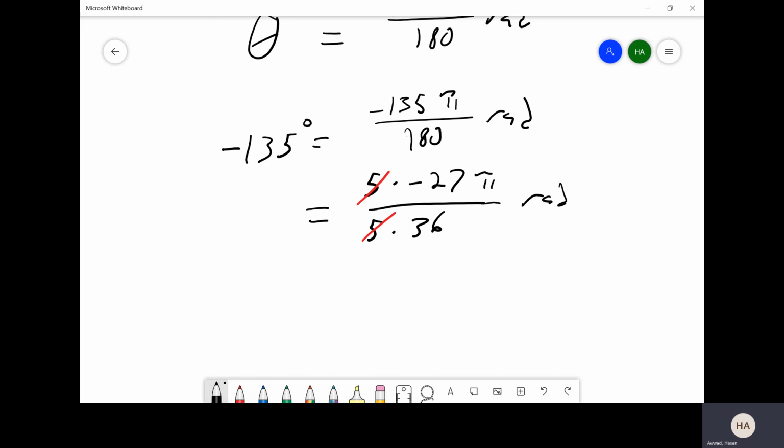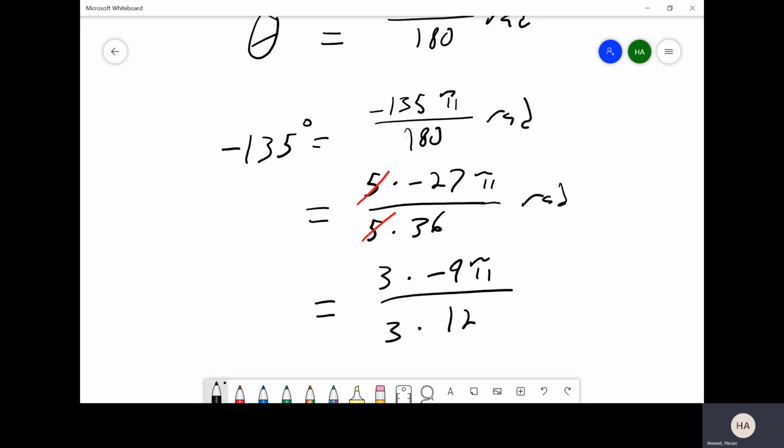And we can actually break this up a little bit more. We see 27 is divisible by 3. 36 is definitely divisible by 3. So breaking this up a little bit more, we can take out a 3. So we have 3, and what happens when I take this out? That leaves me with negative 9 pi. And taking a 3 out of 36, that leaves me with 3 times 12.